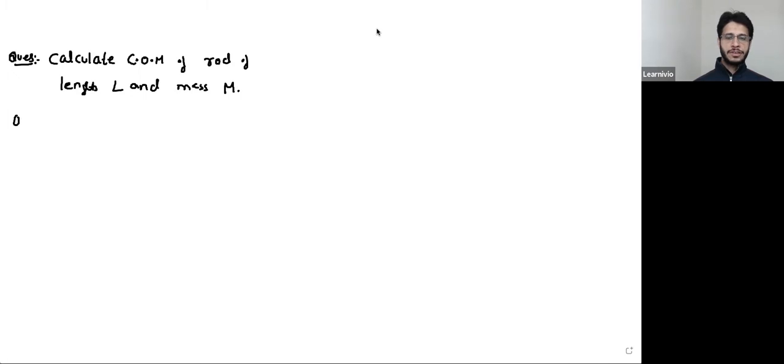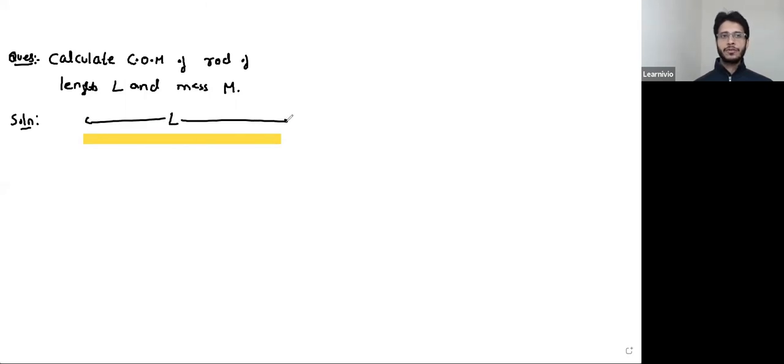Yes, is the rod a discrete distribution or a rigid body? Rigid. It's a rigid body. When I say rod, that means I am considering a system which is one dimensional, which means the thickness of the rod is negligible as compared to its length. So while considering the rod, I'm not considering its thickness.